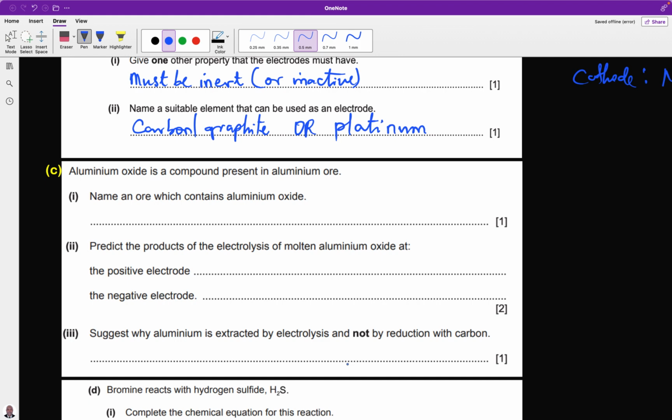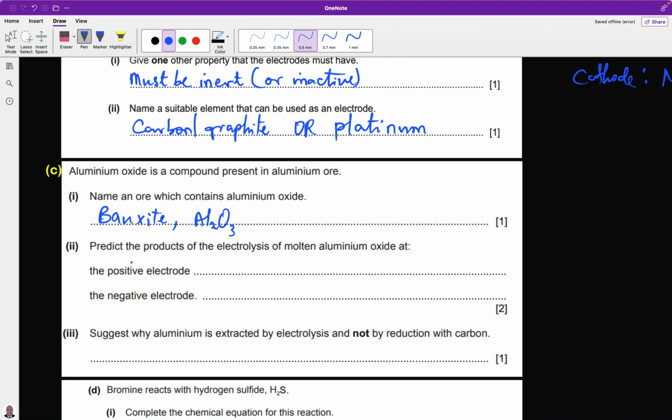At the C part of it, aluminum oxide is a compound present in aluminum ore. Name an ore which contains aluminum oxide. It should be recalled that the ore that contains aluminum oxide is bauxite. That is bauxite.